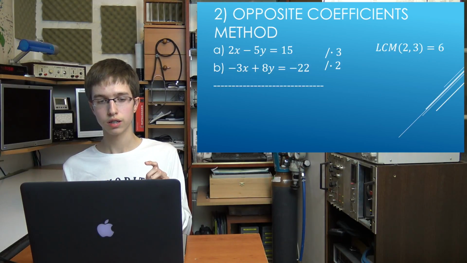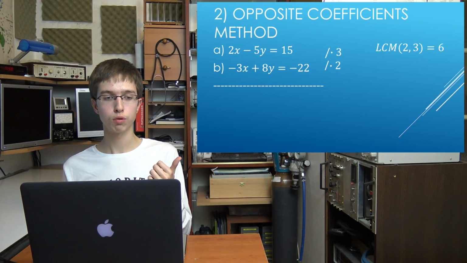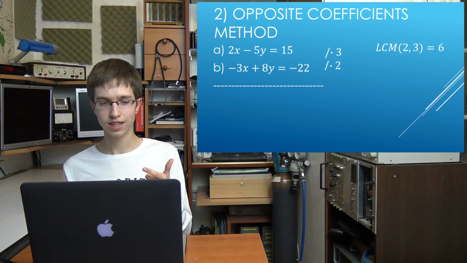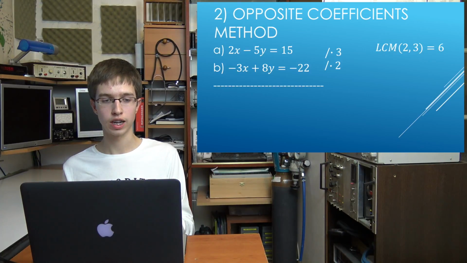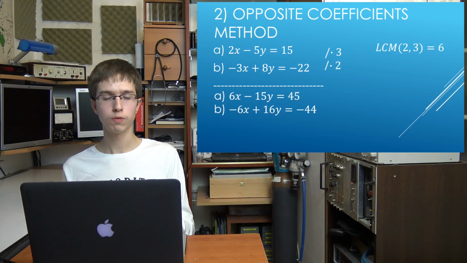And now we have to multiply these two equations so as to get opposite numbers in front of x's. And in the first equation we have 2x times 3, which is 6x, and in the second equation minus 3x times 2, which is minus 6x. So they are opposite numbers, 6 and minus 6. Now we have multiplied equations, and finally now we sum them up.